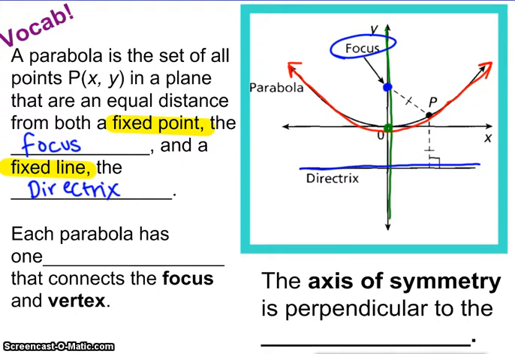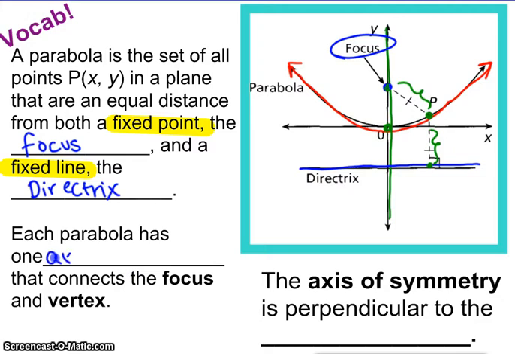Okay, what we know about this is that they are equidistant from the focus to any point on the parabola, and the parabola to the perpendicular point on the directrix. These are going to be equal length, these two distances. And that's going to actually help us create the formula for a quadratic.